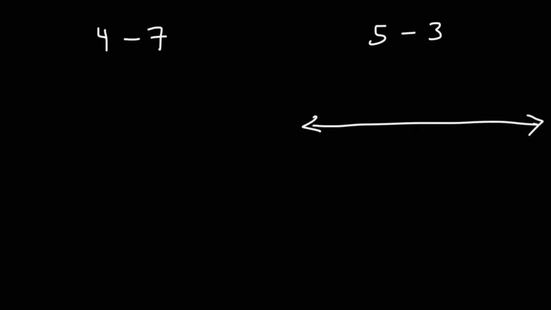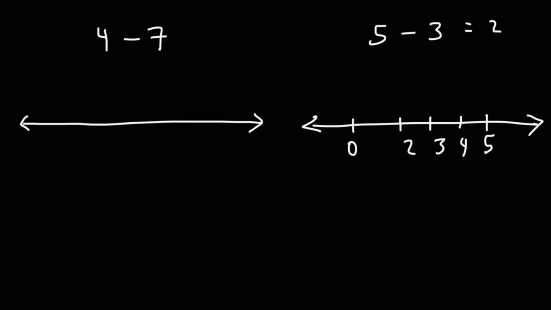Now what about 4 minus 7 and also 5 minus 3? So keep in mind, when you're subtracting, move to the left. So let's start with 5. Let's say this is 0 and 5 is over here. We need to move 3 units to the left. 1, 2, 3. So 5 minus 3 is 2.